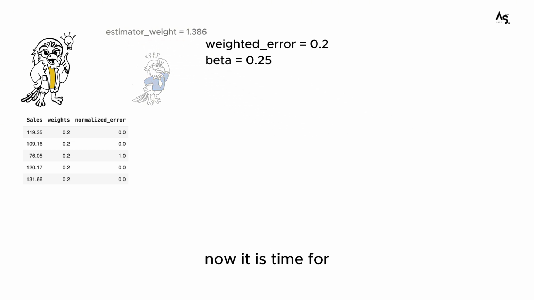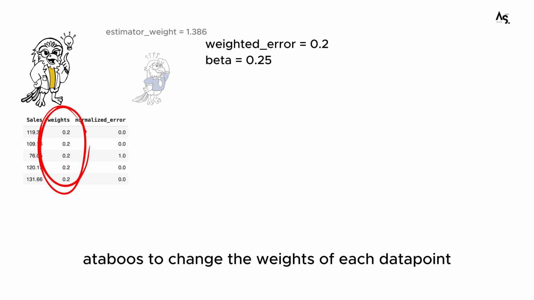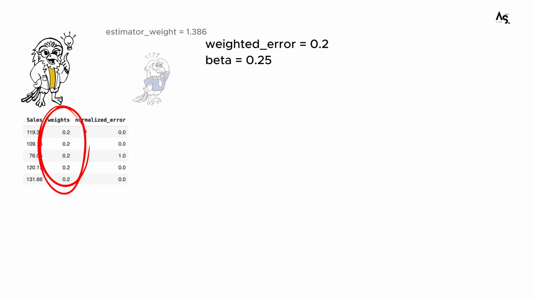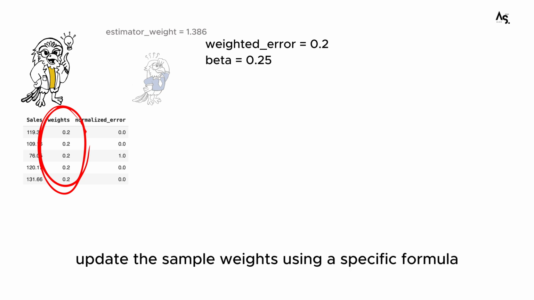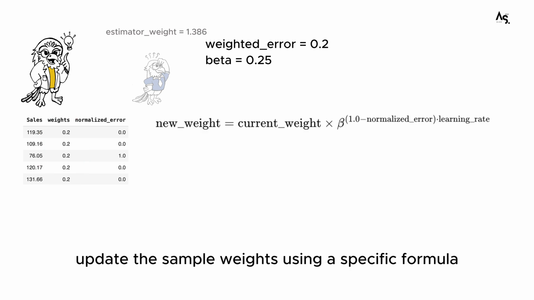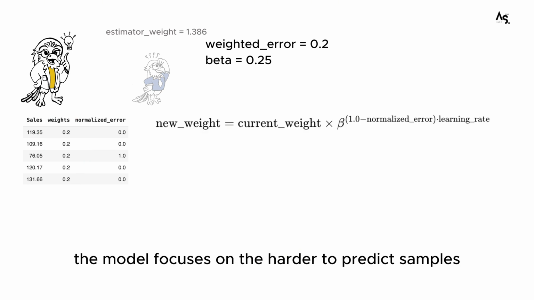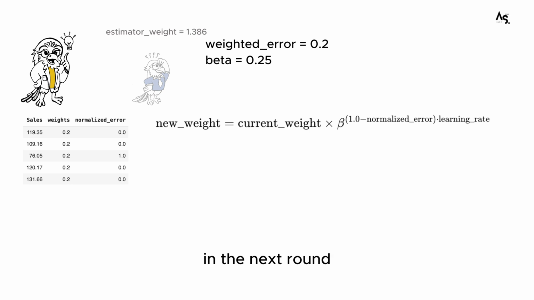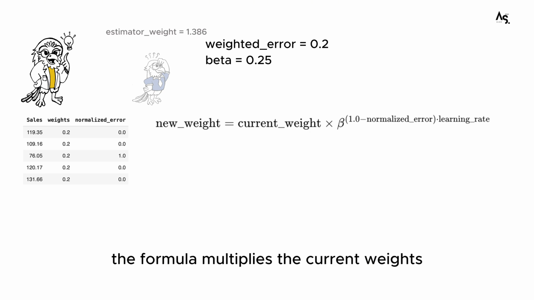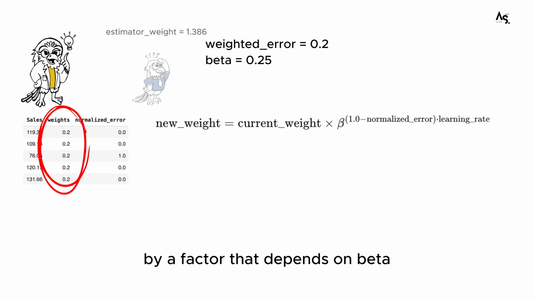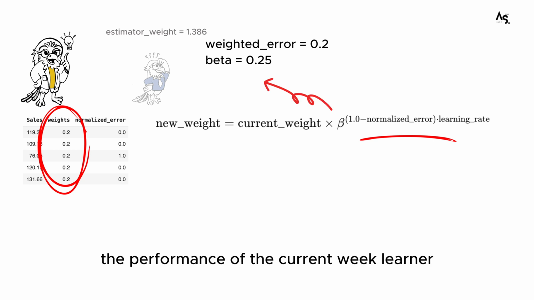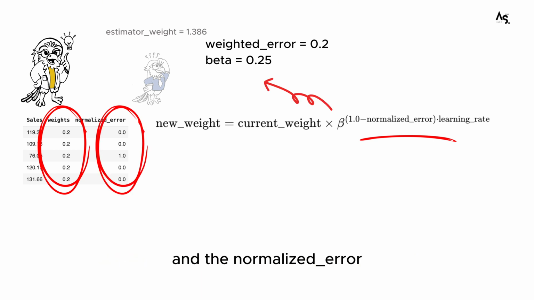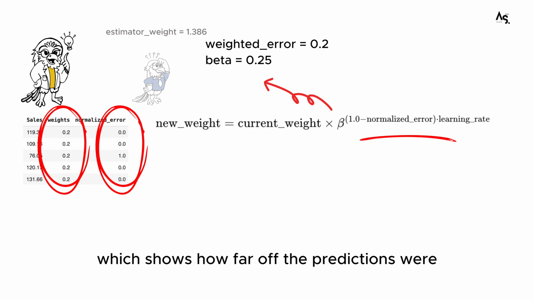Now, it is time for AdaBoost to change the weights of each data point for the next junior detective. In AdaBoost Regressor, after each iteration, AdaBoost updates the sample weights using a specific formula to ensure that the model focuses on the harder to predict samples in the next round. The formula multiplies the current weights by a factor that depends on beta, which represents the performance of the current weak learner, and the normalized_error, which shows how far off the predictions were.